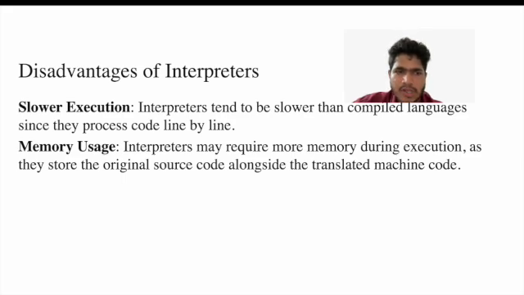Disadvantages of interpreters. Slower execution: interpreters tend to be slower than compiled languages since they process code line by line. Memory usage: interpreters may require more memory during execution as they store the original source code alongside the translated machine code.